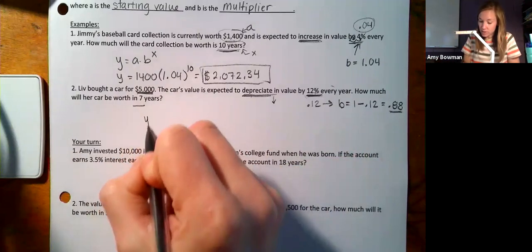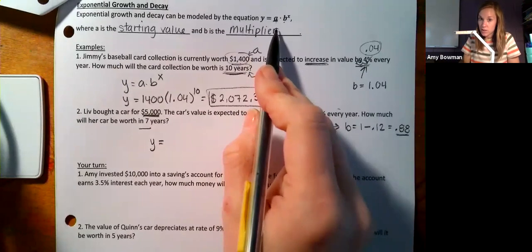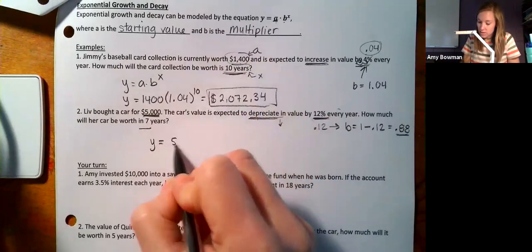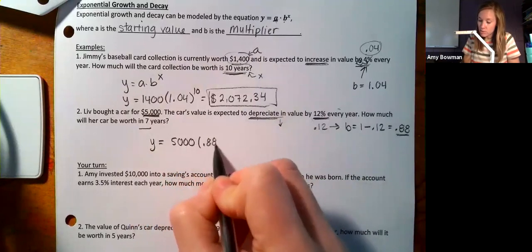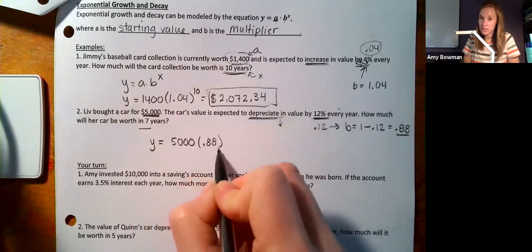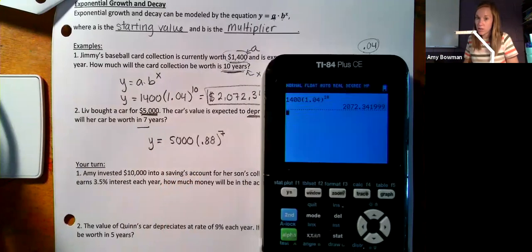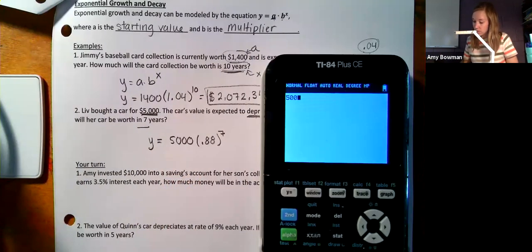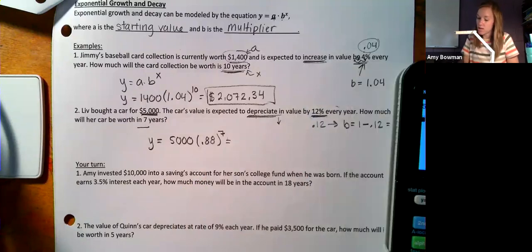So my equation, y equals a, my initial value of 5,000, times my multiplier, 0.88. Think about multiplying by that. It's definitely going to decrease since it's less than 1. And how much will it be worth in 7 years? So I would type that in, 5,000 times 0.88 raised to the 7th power, and it's $2,043.38.